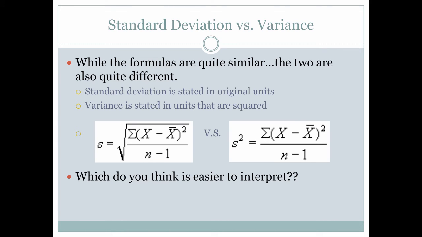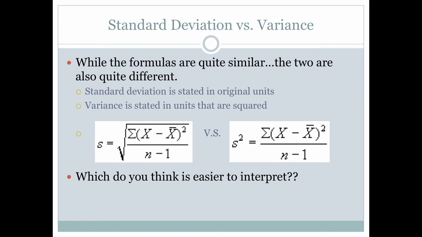So let's see them side by side in order to compare the two, okay? So what do you think? Just by looking at the formulas alone, which one do you think is easier to interpret? Right here you have standard deviation, and here you have the variance. Which one is easier to interpret? No square root here, but you have squared values, okay? But here you have original units. Think about it, okay?